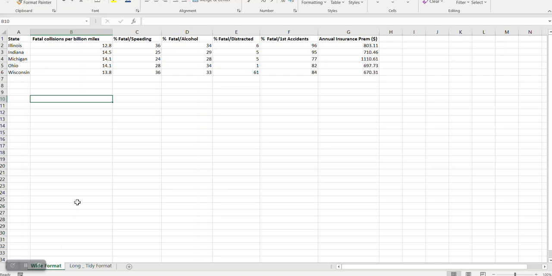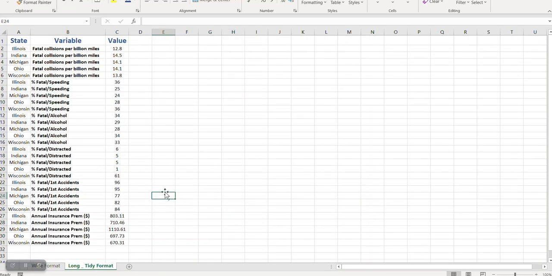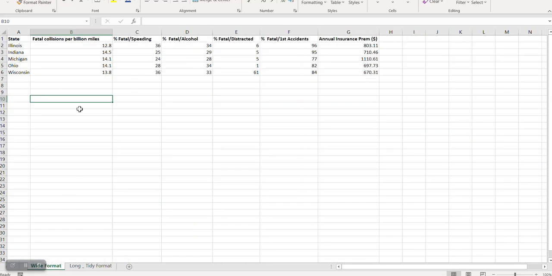And then versus what's called the long format, or our textbook author calls it the tidy format. What happens in the tidy format is instead of each row being an individual state and the variables being in the columns, we sort of flip it on its side. So Illinois will get 1, 2, 3, 4, 5, 6 rows, and Indiana will get 6 rows, and Michigan 6 rows, and Ohio and Wisconsin, they get 6 rows.